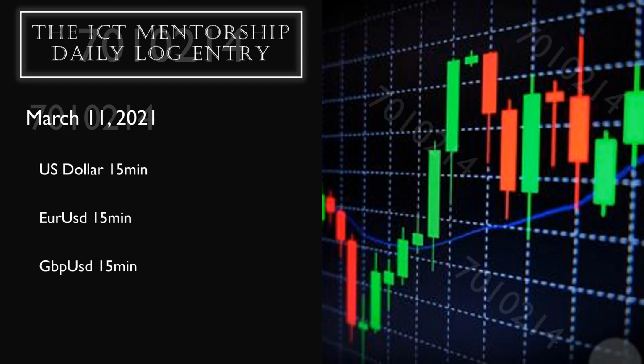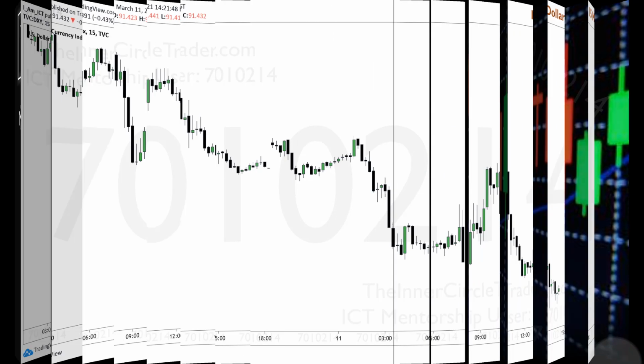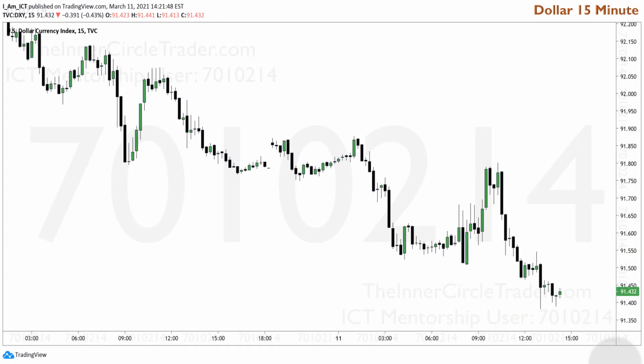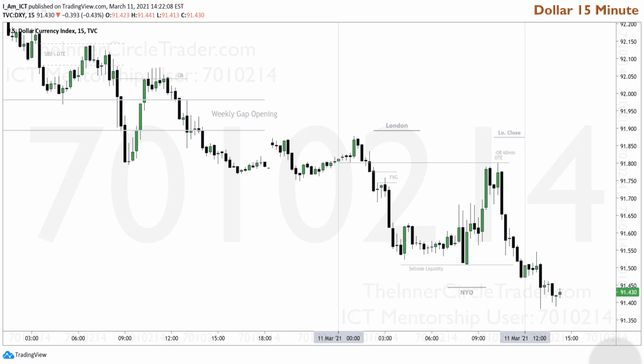15-minute time frame on dollar, euro dollar, and cable. All right, here's the dollar index on the 15-minute time frame, and the annotations are here. So we had a continuation on the weakness on dollar. Dollar found further declines on the London close kill zone, in sync with the higher time frame, went back below the weekly gap opening. Small little Judas swing here.